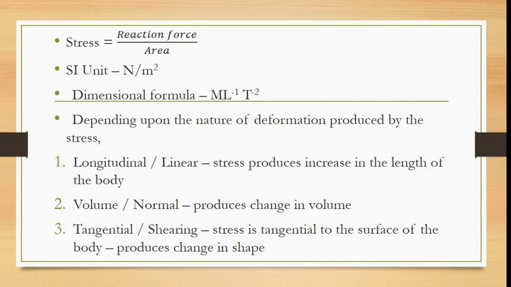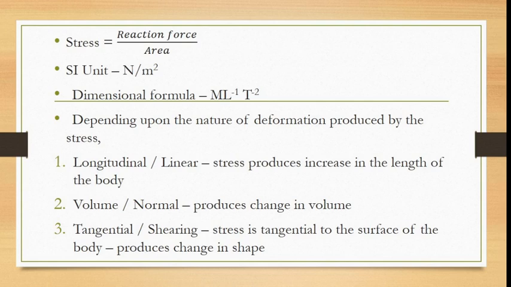Now, whenever we apply an external force on the body, it can have several deformations or several changes. So, depending upon the nature of the deformation produced by the stress, we can classify stress into three: linear stress, volume stress, and shearing stress.